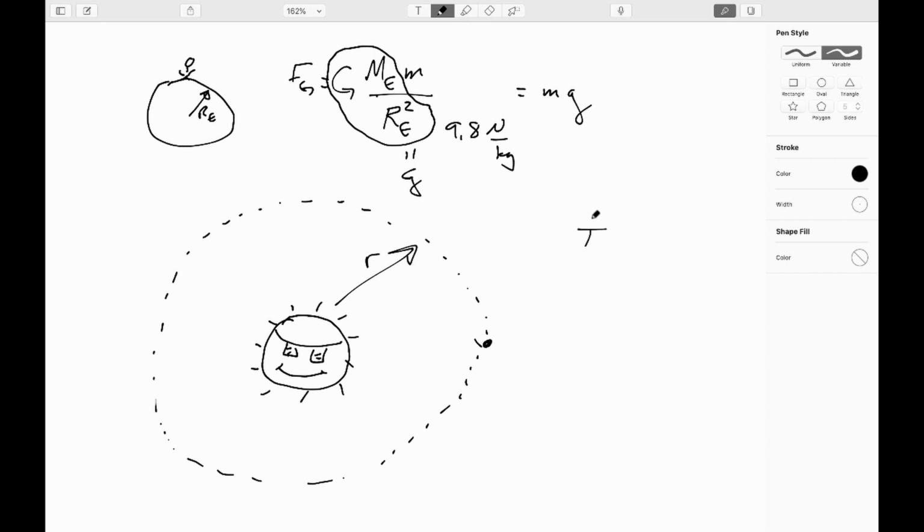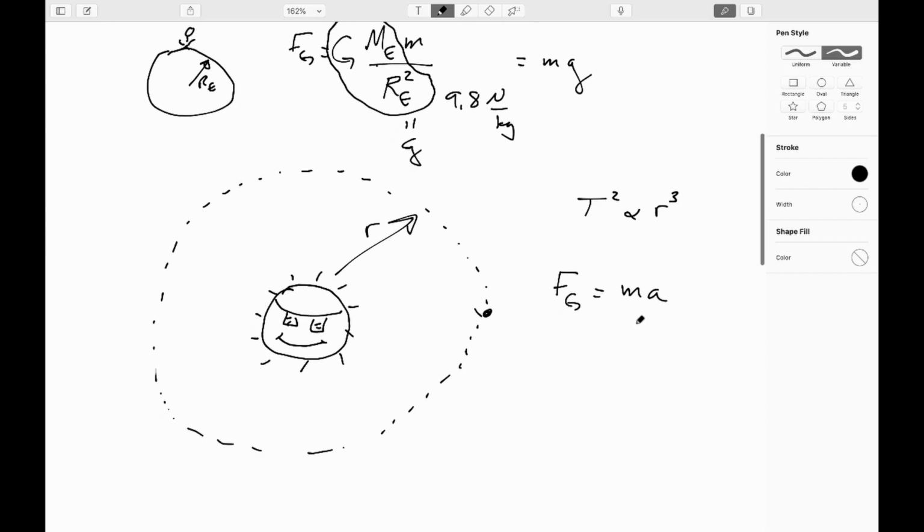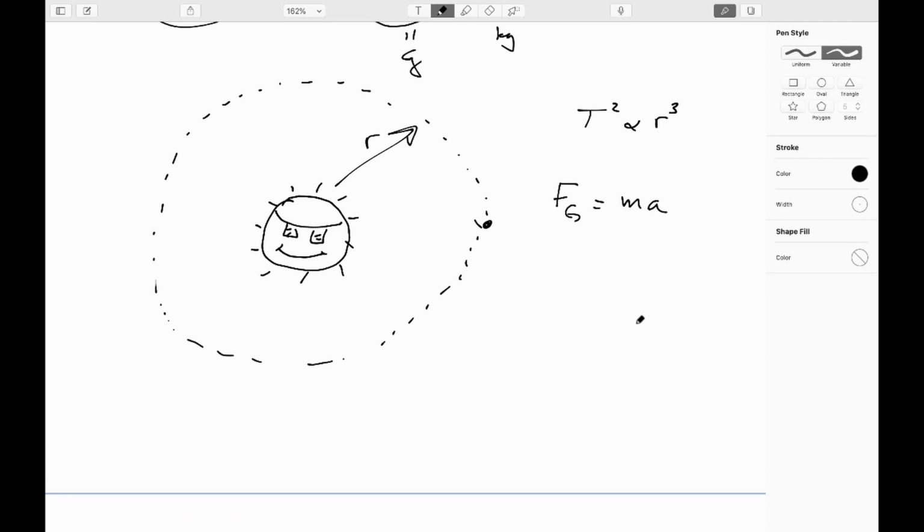So this is Kepler's third law, also known as his harmonic law. It says that T squared is proportional to r cubed. So let's go and figure that out. Well, the only force acting on the planet is gravity, so we can say that the gravitational force is equal to ma. And then we can put in what these are.